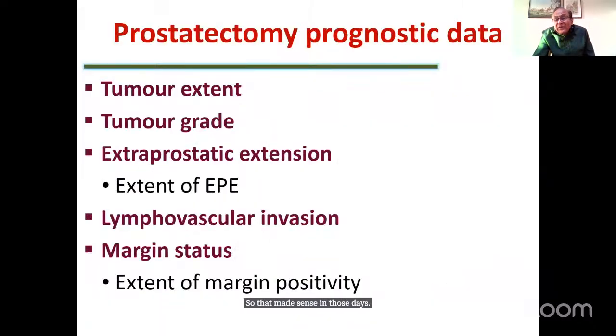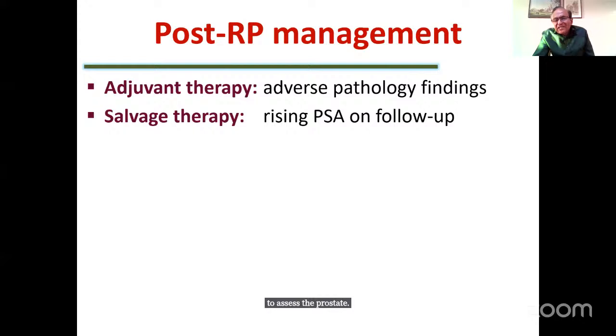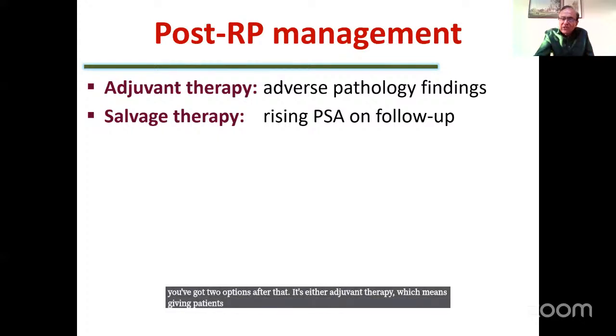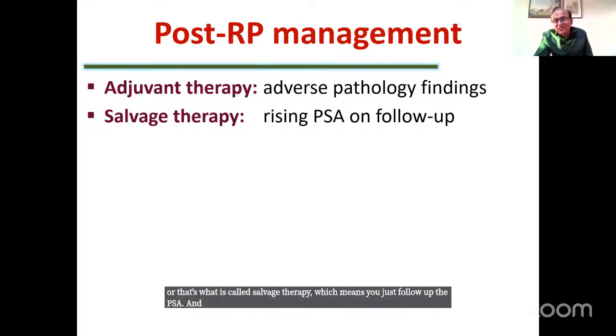And then we spend a lot of time on these radical prostatectomies. So a lot of work for the lab with all these cassettes, and a lot of work for the pathologist to assess the prostate. Now let's take a step back and see, is this really warranted? So what's the management after radical prostatectomy? You've got two options after that. It's either adjuvant therapy, which means giving patients hormonal therapy or radiotherapy based on adverse pathology findings, or else what is called salvage therapy, which means you just follow up the PSA, and if the PSA rises, then you treat the patient.